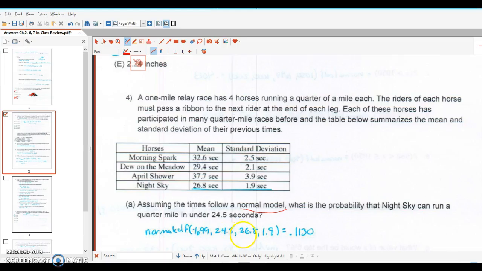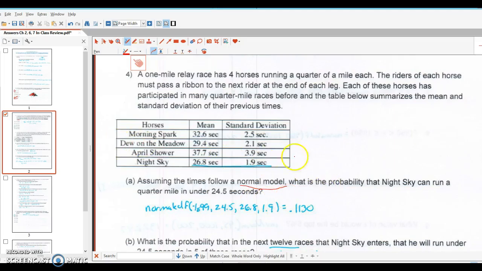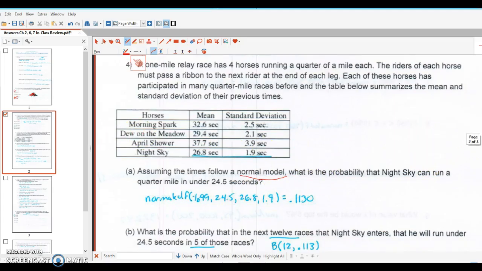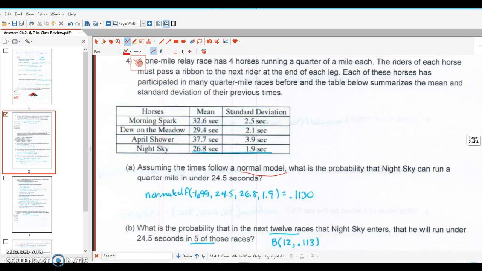And then for Night Sky, him or herself, the mean 26.8 and deviation of 1.9 are given. Plug that into the calculator and I get an 11.3% chance that Night Sky would finish the quarter mile in under that time. And now the next one suggests that Night Sky is going to run 12 of these races. How likely is it that the horse runs under that time limit in 5 of those races?